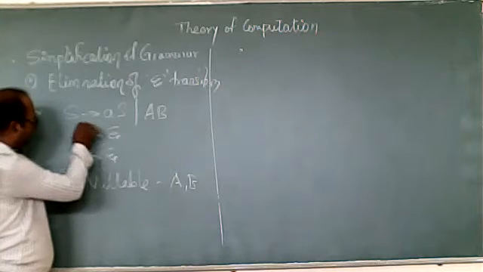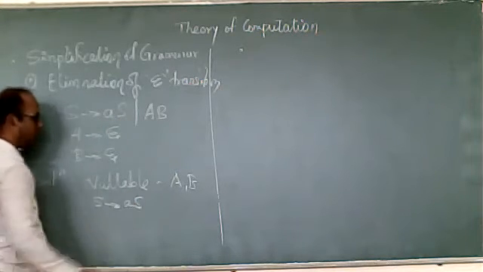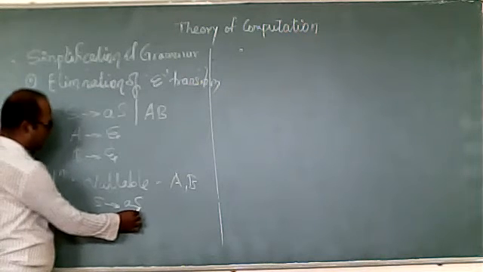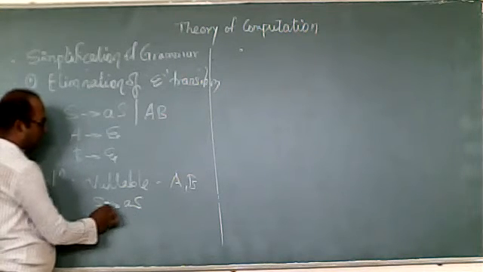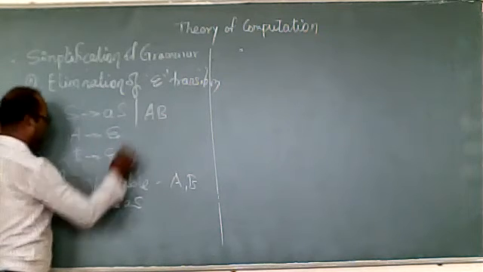Now we will start with the first production, S produces AS. This production will be as it is. Now we'll find the new productions by replacing the nullable symbols. S is not nullable, so AS will be there.